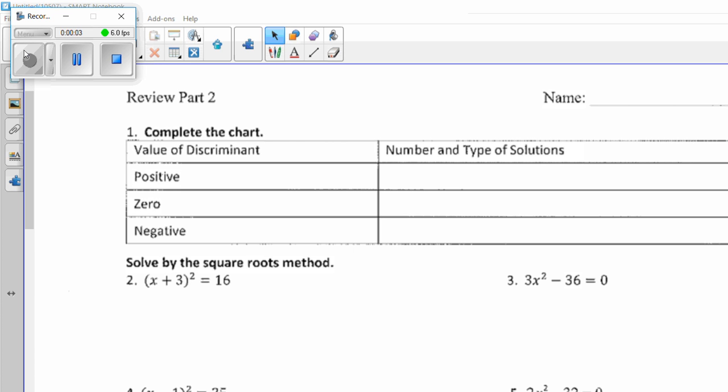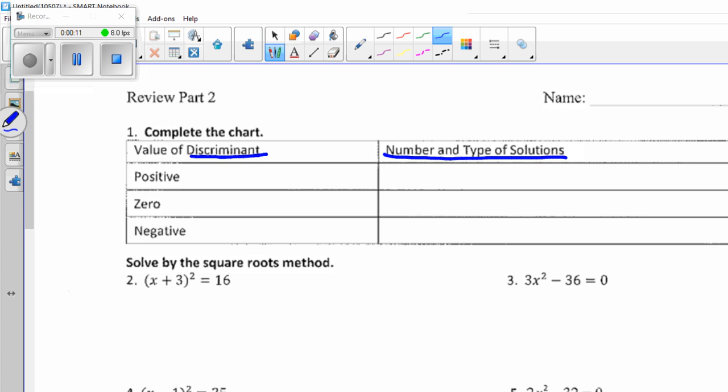Okay, so looking at the first part of the review, it says find the number and type of solutions based on the value of the discriminant. So the discriminant is the part of the quadratic formula under the radical. All right, so if you have a positive number under the radical, that means you have two real solutions.